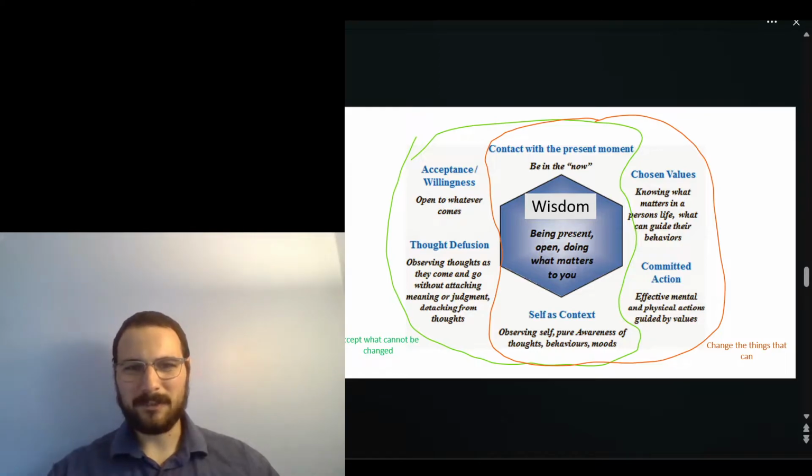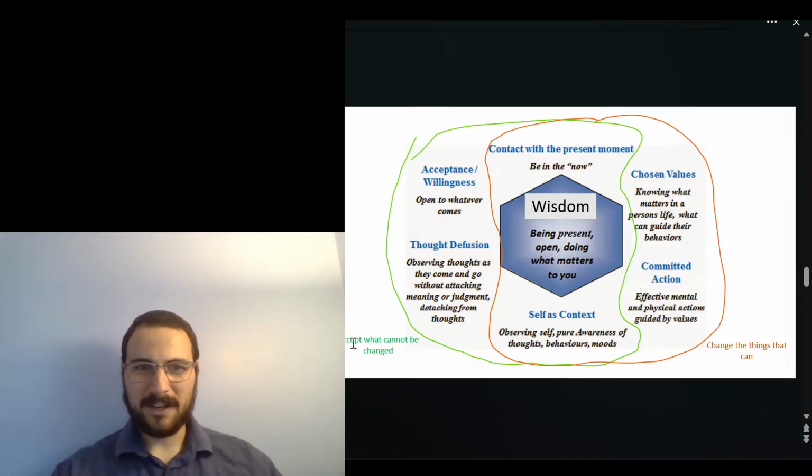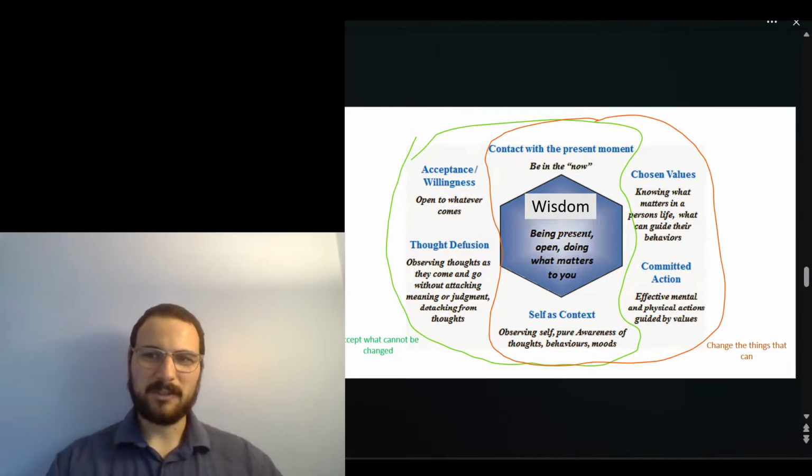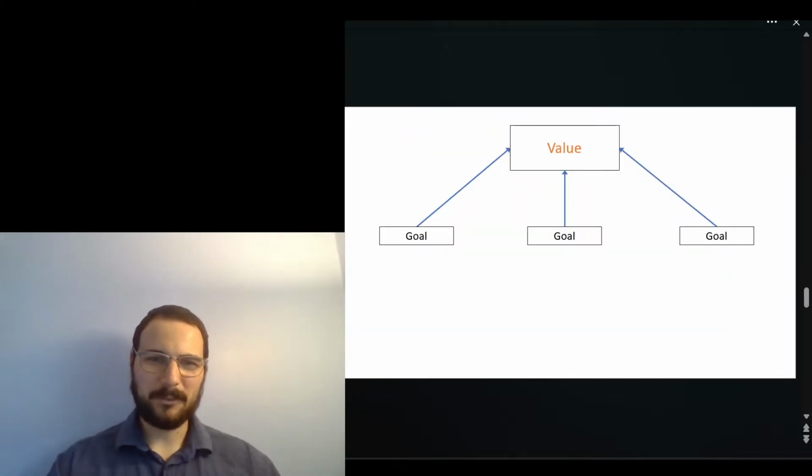Now, it's important when you're thinking about this side of the table to start by thinking about what your values are, because ultimately you're going to eventually commit to actions that relate to those values that you've chosen. And I think it's helpful to define what a value is at first.